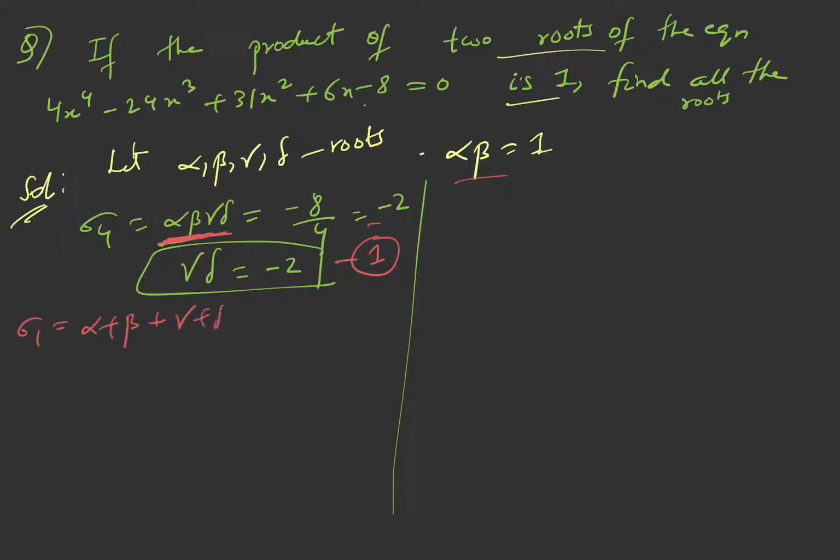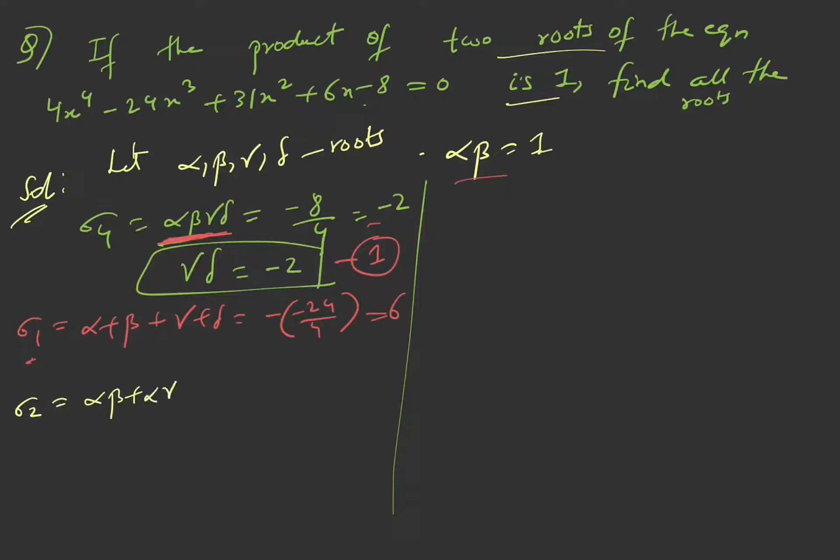Now let us go with sigma 1. This is alpha plus beta plus gamma plus delta. This is minus of minus 24 by 4, right? Because this is sigma 1, you will have a minus sign. This is 6.